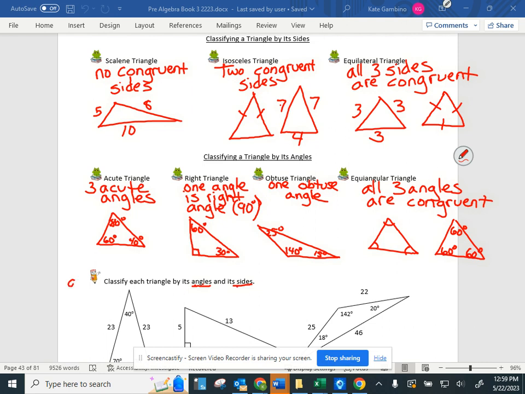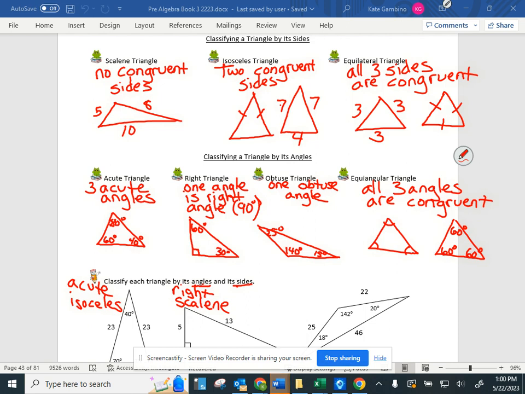I have to put its angle name and I have to put its side name. So this first one would be acute isosceles because every angle is under 90 degrees and it has two sides that are congruent. What about our next one? What name would we give to that, Priya? Right scalene. There's a right angle there, so we know it's right, and none of the side measurements are congruent, so we know it's scalene.